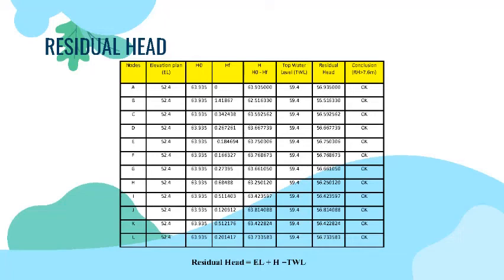Move on to the residual head. In order to calculate, the residual head is equal to the elevation plan plus H minus the top water level. If the residual head is more than 7.6 meters, then it is safe.